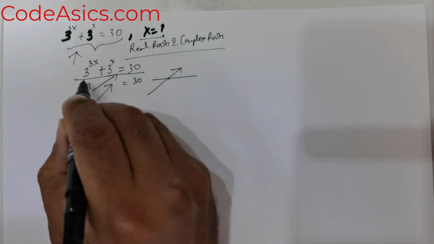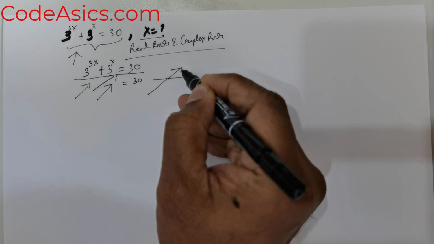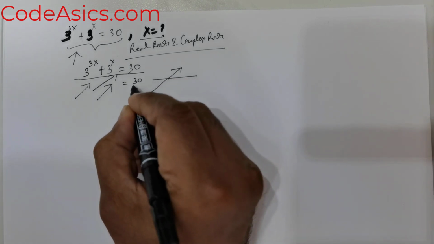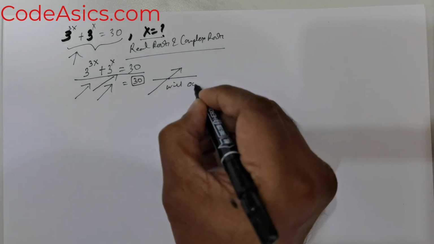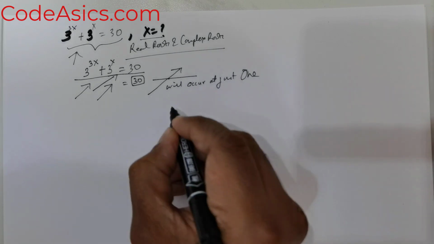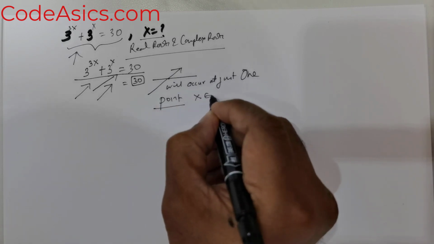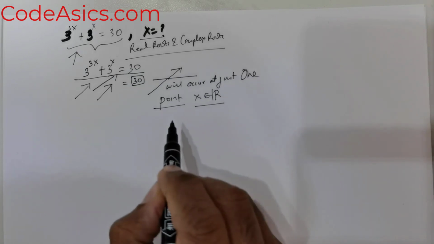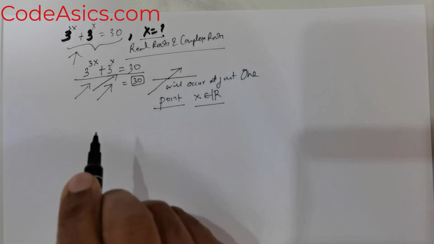So the increasing function has to meet the constant 30. Since we have two increasing functions which combined together give us one increasing function, the only possibility for this increasing function to meet the value 30 will occur at just one point, and if that point is some x, it is an element of the real numbers. So what I'm trying to convey is that this particular system will have only one real root.